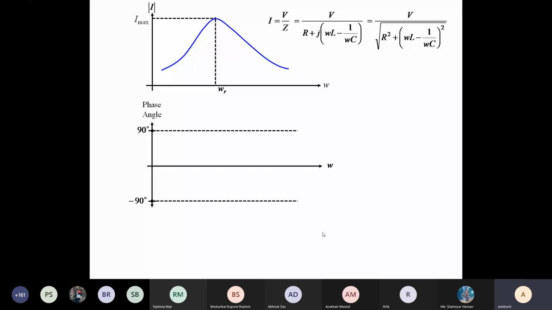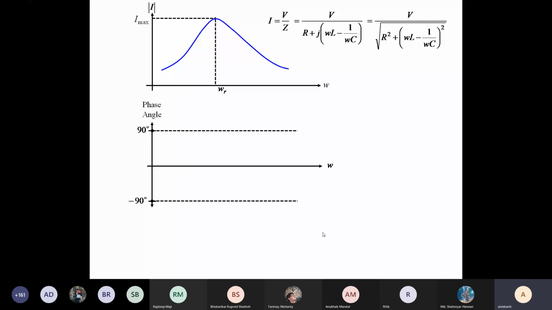Apart from this, it has a capacitive nature. If it is capacitive in nature, what happens to the angle? The angle is positive, plus 90. For a lower value, suppose omega equals 0, the whole impedance is due to the capacitance, the inductance is gone. It is totally capacitive. So it will start from plus 90.